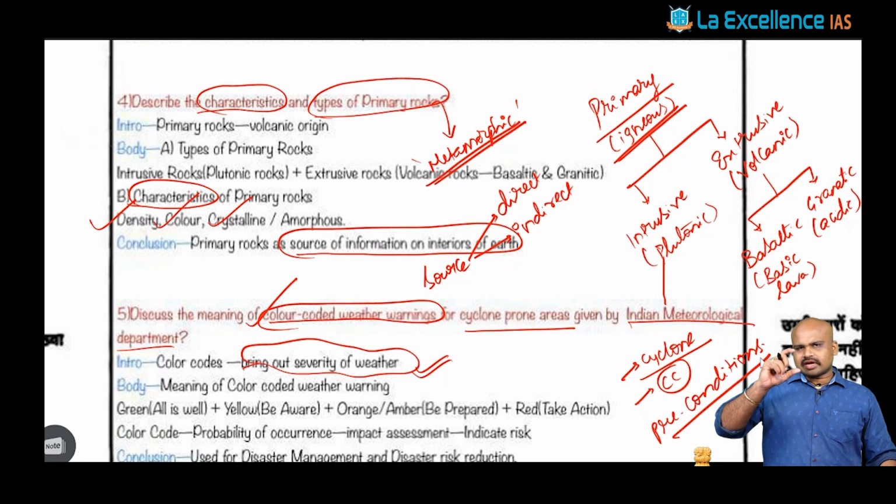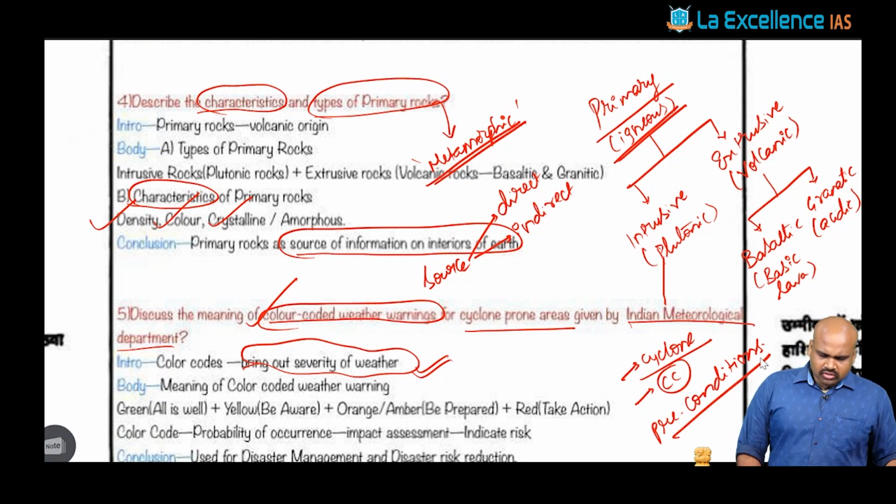Once we talk about that kind of understanding in this context, we also have to move to talk about the various aspects with respect to tropical cyclones, because India is impacted by tropical cyclones, right? Then from there you move on to the main body of the question, the meaning of the color coded weather warning. They are talking about the meaning of the color coded weather warning.